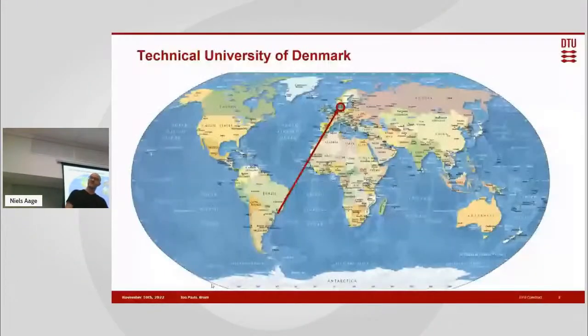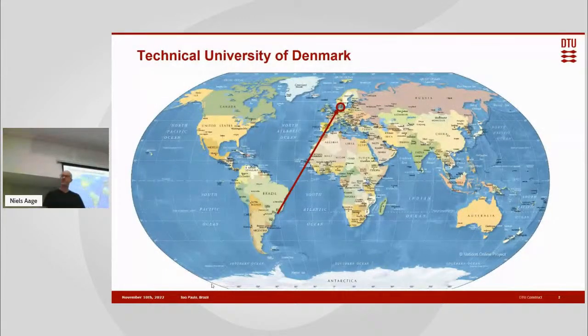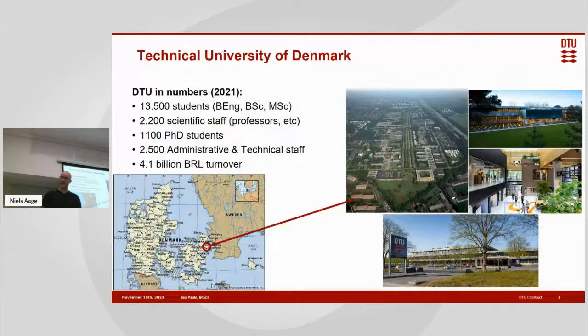So here we have the world, and this little circle at the top of the north, at the south of Scandinavia, that's Denmark. So that's where we're from. And our university is located in our capital. So I guess the whole of Denmark is what, one-tenth of Sao Paulo state. So it's a small place.